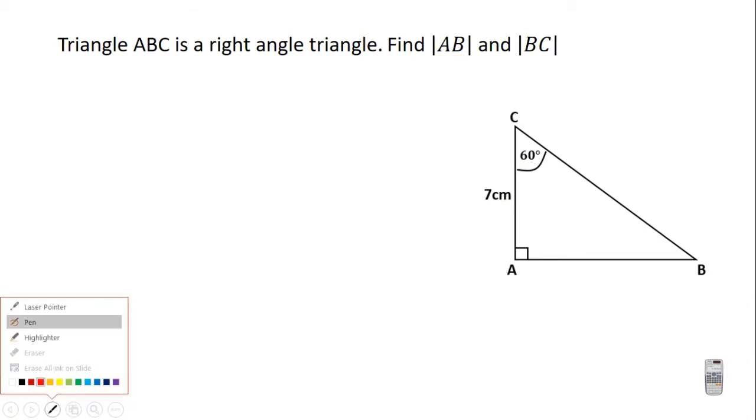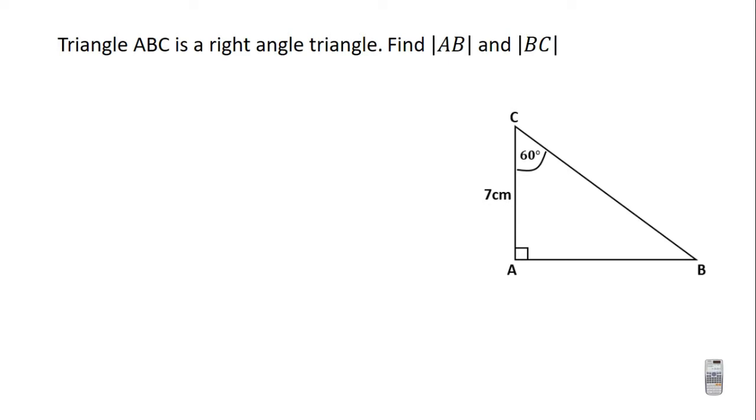So if we are considering this angle here, which is 60 degrees, this length AC, which is 7 centimeters, is the adjacent. AB is opposite to 60 degrees, and this side here is the hypotenuse. Considering 60 degrees, AB is opposite, AC is adjacent. The adjacent is 7 centimeters. We are looking for the opposite side. We know that if you have opposite and adjacent, the trig ratio you have to use is tan.